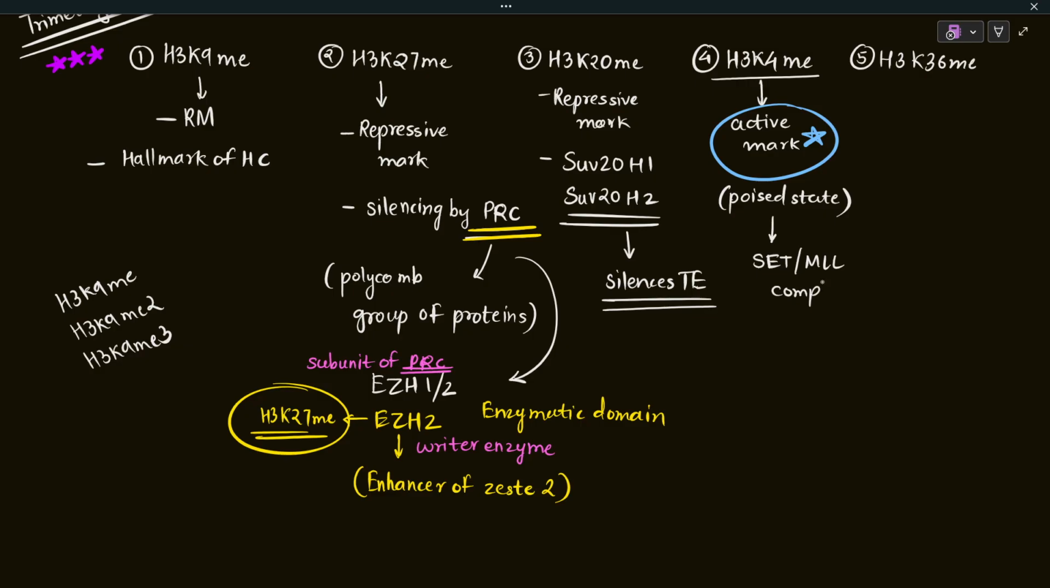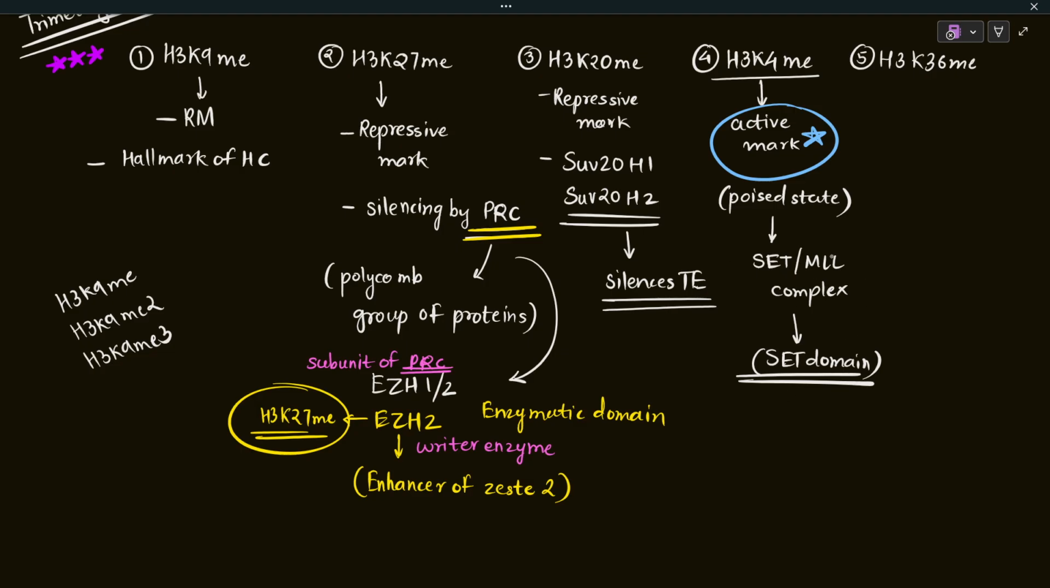Okay, so this is a complex which has different subunits like SET1A, SET1B, and MLL1, 2, 3 to 4. So this complex has different subunits, and those subunits have the SET domain. The catalytic domain is the SET domain. That is the important thing to remember.